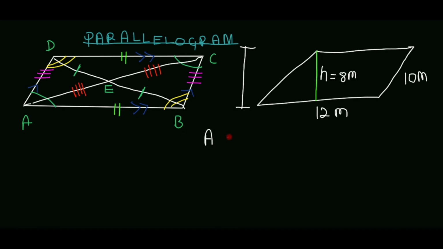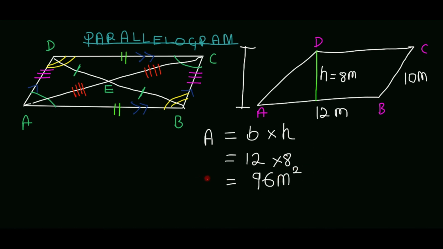Area is equal to base times height. Let's say this is A, B, C, and D. So our base is AB, which is 12, and the height is this one, which is 8. So 12 times 8 is 96 square units. So this is the area. The area is equal to base times height.